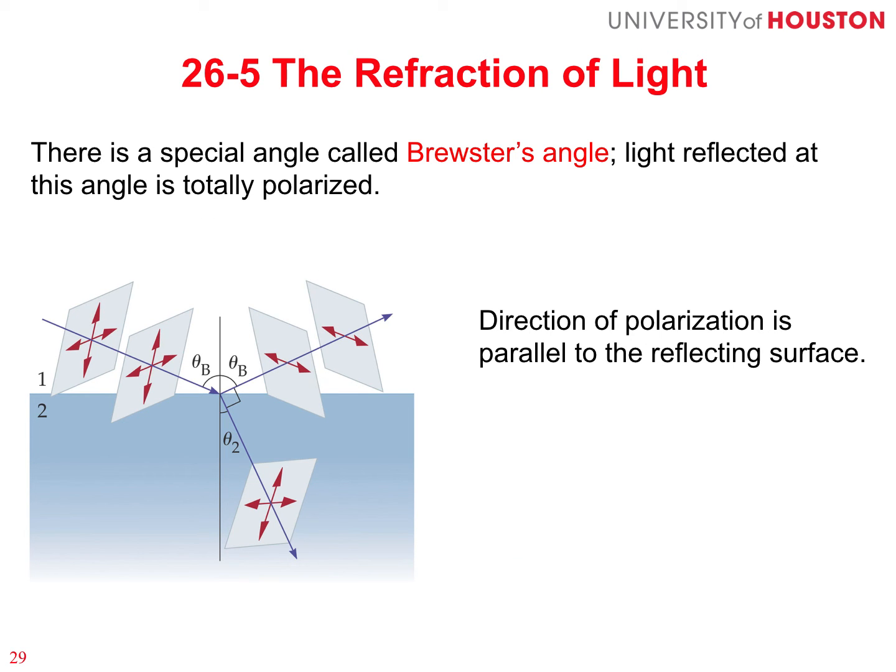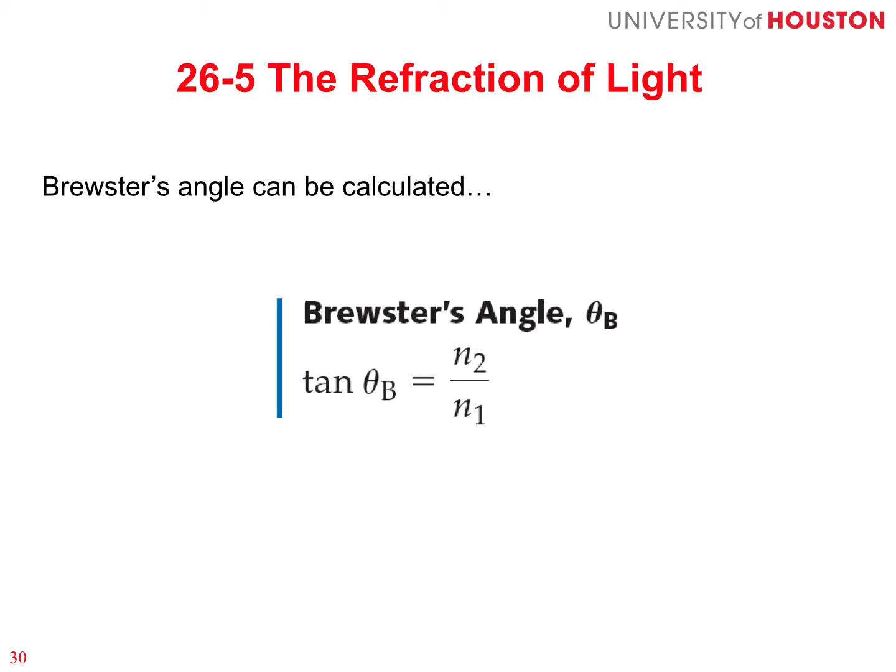When travelling from a low index of refraction to a high index of refraction, there is an angle referred to as Brewster's angle, and in this case the light that is reflected is totally polarized. The light that is refracted is not polarized. We can calculate Brewster's angle pretty straightforwardly. The tan of Brewster's angle will equal the index of refraction of the second material divided by the index of refraction of the first material.